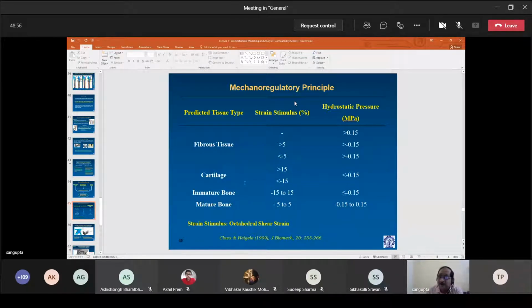And keep in mind that this is an evolutionary, time-dependent mechanism. And of course, tissue differentiation is a continuous process until it reaches equilibrium state.